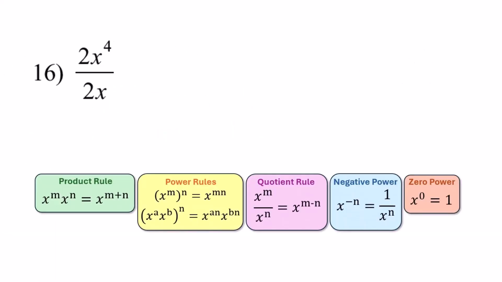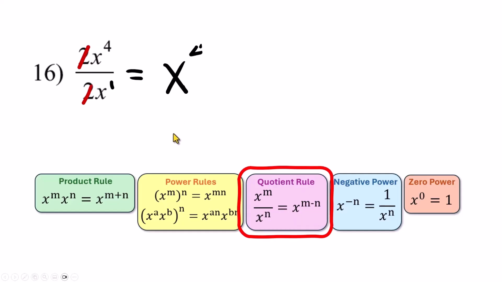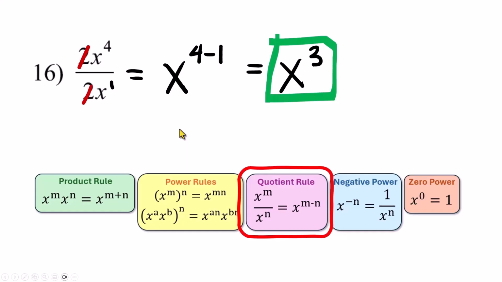Looks like we got a division problem here, so we're going to use the quotient rule. First off, I see the same constant on the top and the bottom. I can just cancel those. And this x on the bottom, people forget, it has an exponent of 1. Just because you can't see it doesn't mean it's not there. So I really am doing x to the 4th divided by x to the 1st. And the quotient rule says you subtract the exponents if the bases are the same. So we get x cubed, and we're done.